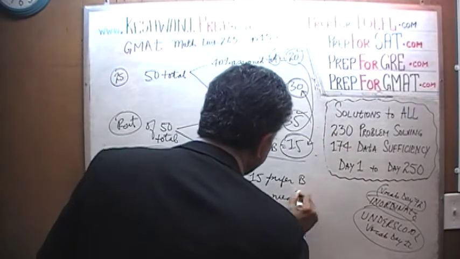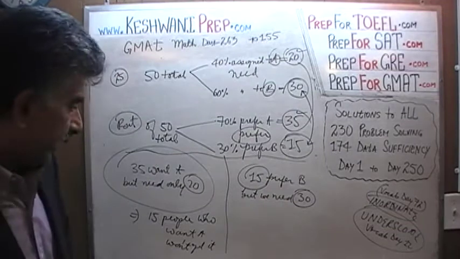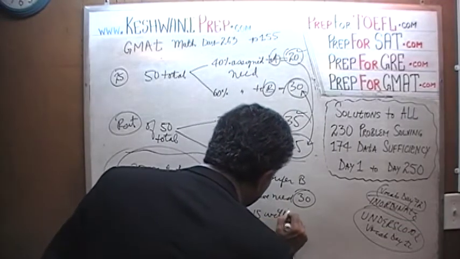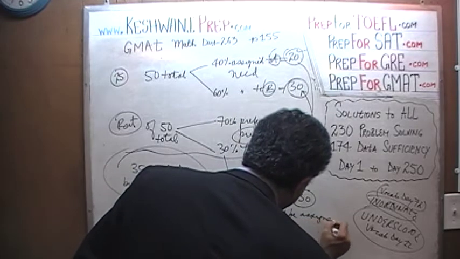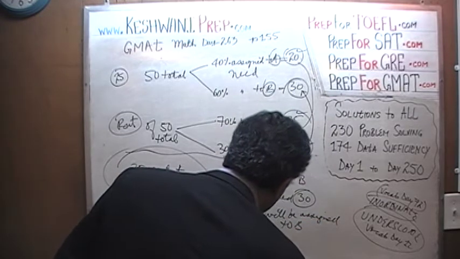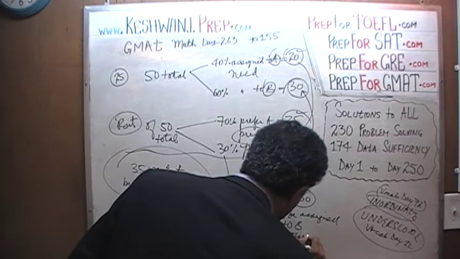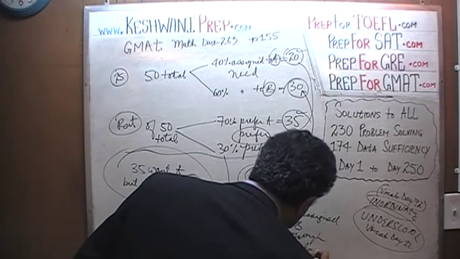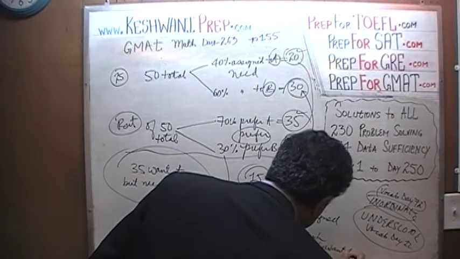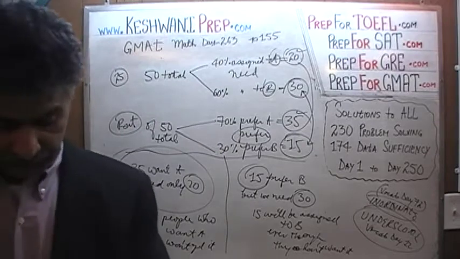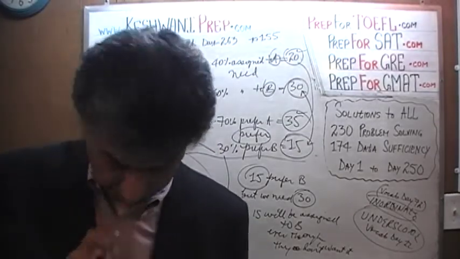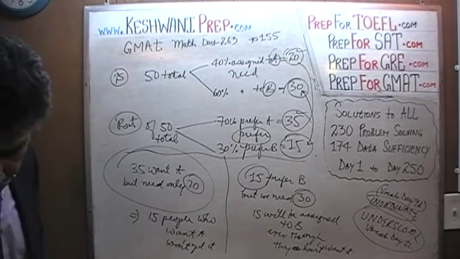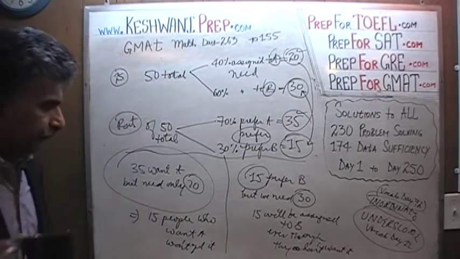But we need 30, but 15 prefer A. Again, 15 people are going to be disappointed. 15 will be assigned to B, even though they don't want it. That's it. That's the minimum number. 15 people are going to be disappointed. 15 people are going to be assigned to a project that they don't prefer. That's all it is. Give me 1 second and we'll move on to the next one.